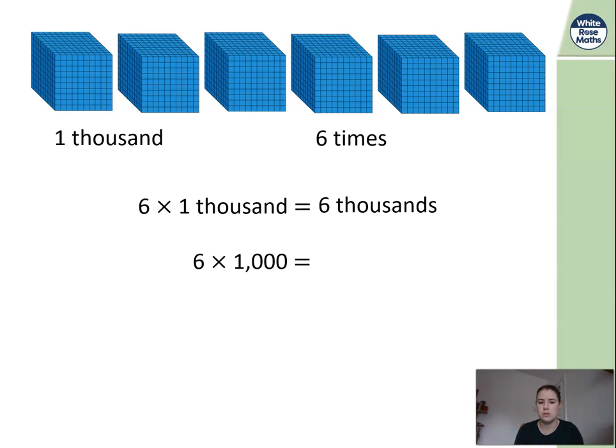We can also write it numerically, as 6 times 1,000, which is 6,000. Based on our commutative law, we know when we multiply, we can switch those numbers around, and we can do 1,000 times 6, which is also going to be 6,000.